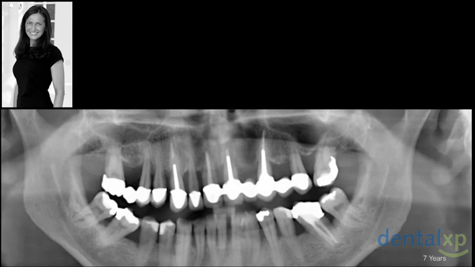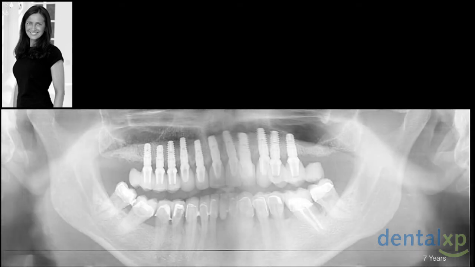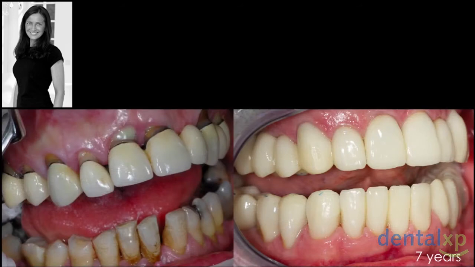Another patient, upper jaw should be restored through implants. The teeth are mobile and infected. In the lower jaw, we made a perio treatment and it's stable. And this is today, after 7 years. This is how the patient came.